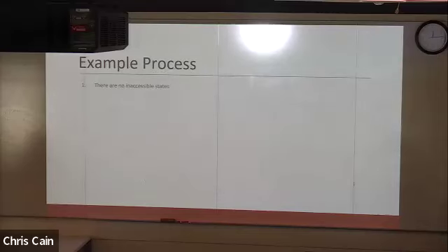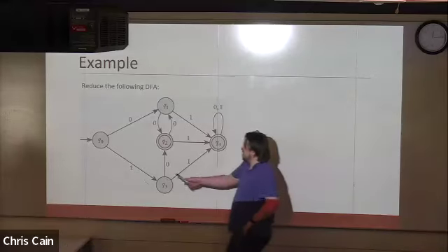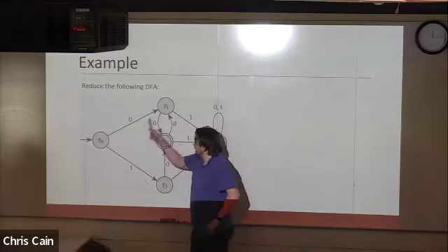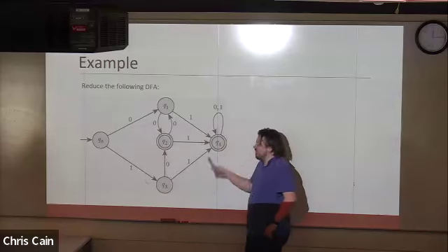So step one, there are no inaccessible states. We would look for all simple paths, and we would find that every state is reachable via some number of zeros and ones. We can get from Q0 to Q1, Q0 to Q3. So we can get to Q3, we can get to Q2, and Q4 we're already done.